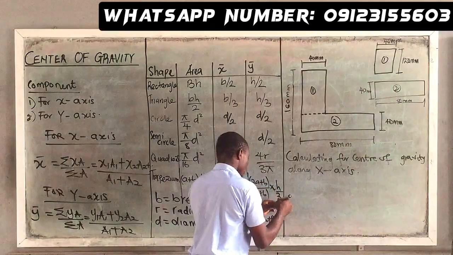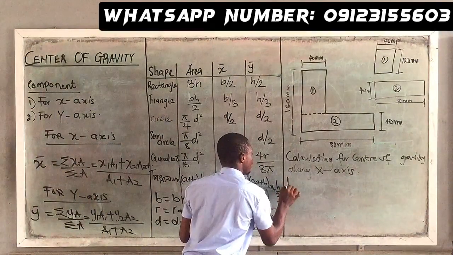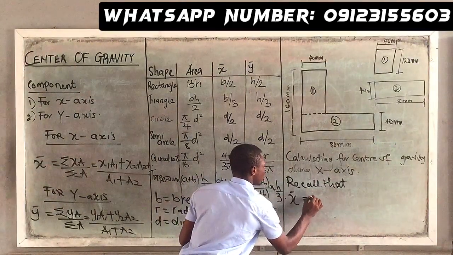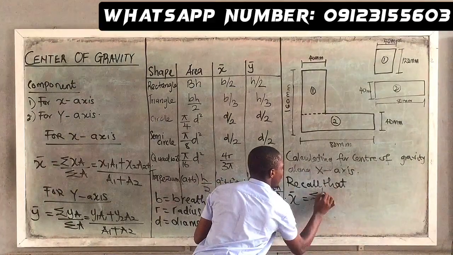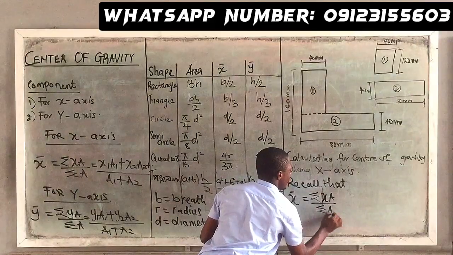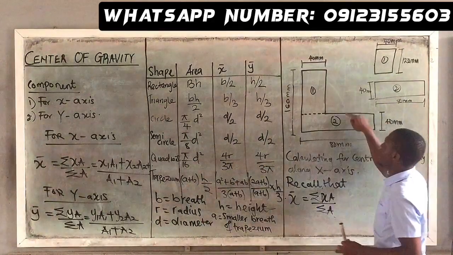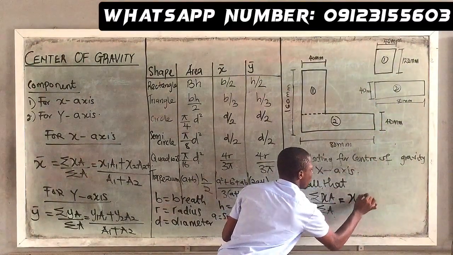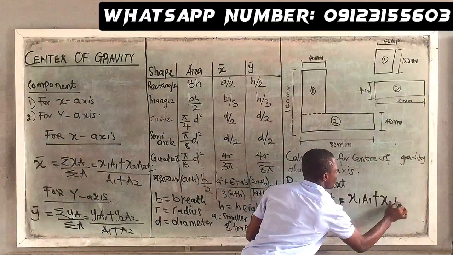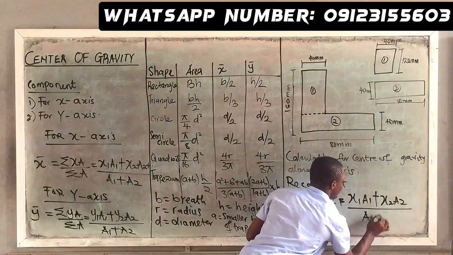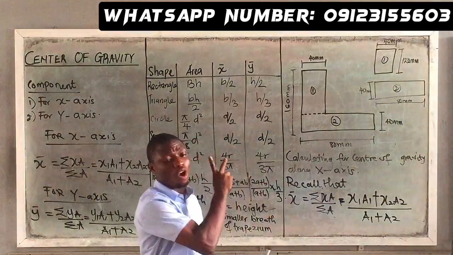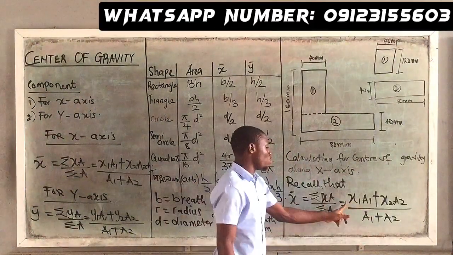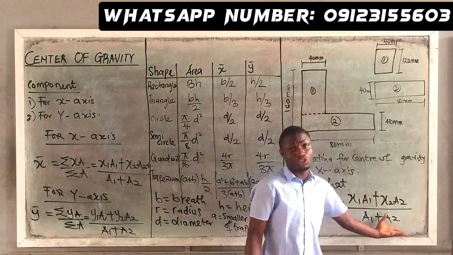Recall that we said x bar is equal to summation xa over summation a. Look up, for this figure here, how many components are there? Just 2 components. So I'll have x1 a1 plus x2 a2 all over a1 plus a2. Why? Because I'm having just 2 components there.